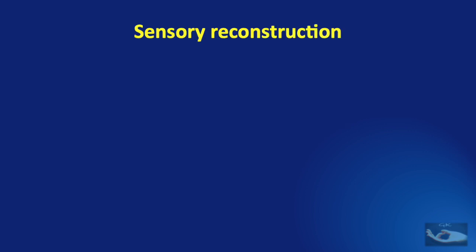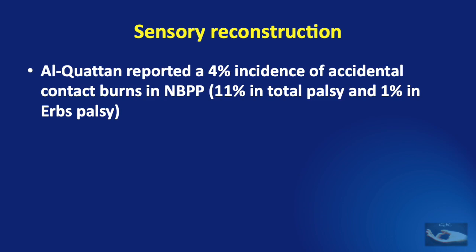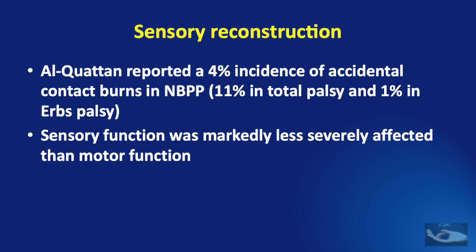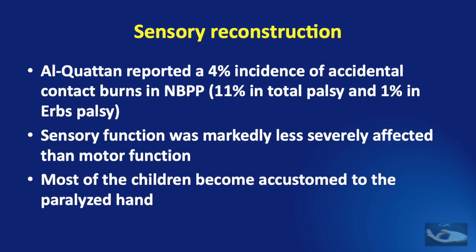Sensory loss is also a feature of the hands of children affected by birth brachial plexus palsy. Though Al-Qattan had reported a 4% incidence of accidental contact burns in neonatal brachial plexus palsy, sensory function is usually markedly less severely affected than motor function, and most of the children become accustomed to the paralyzed hand or the insensate hand.